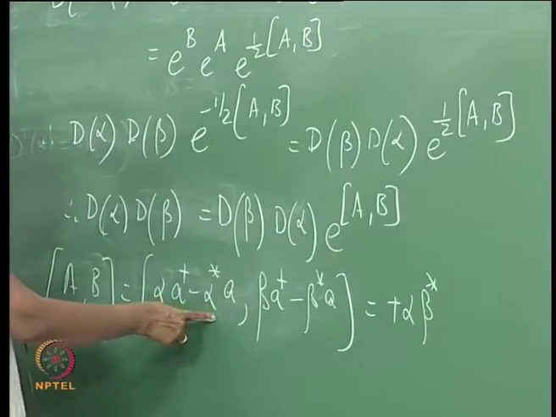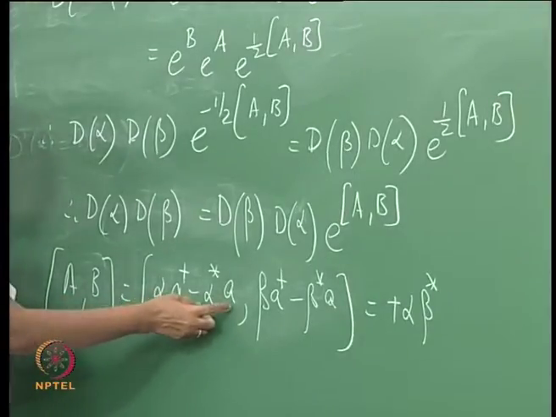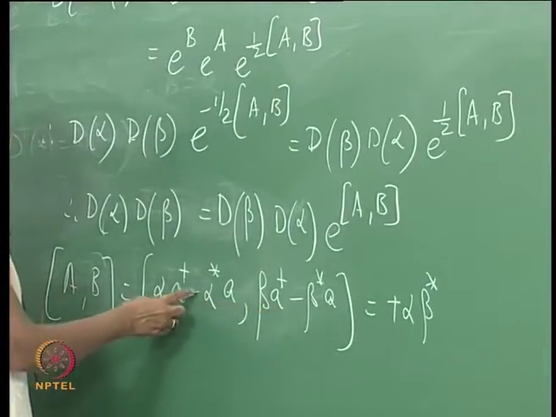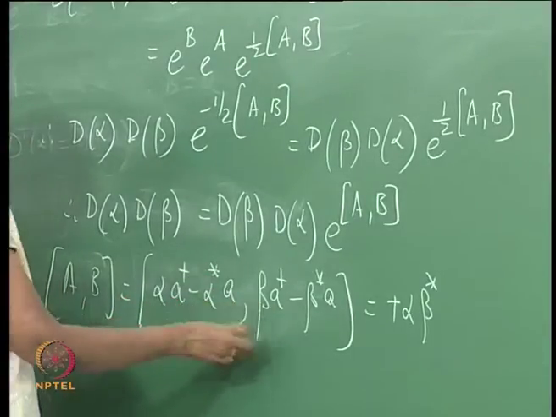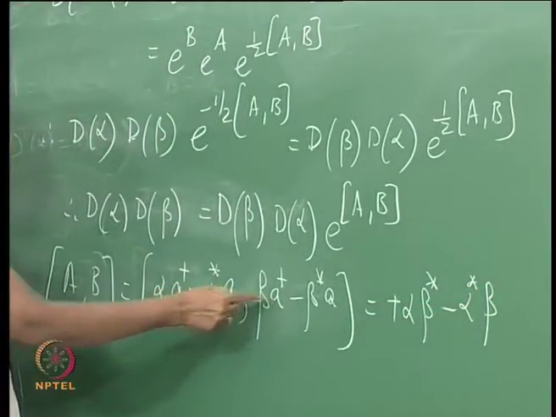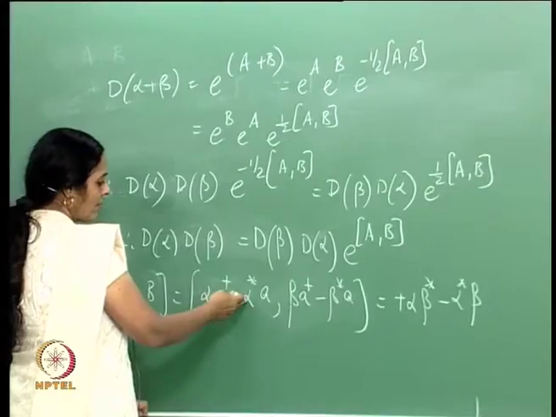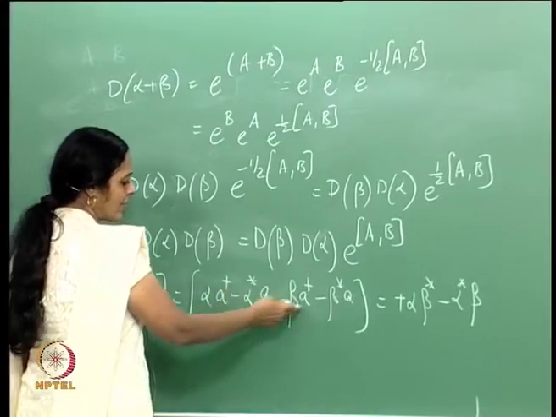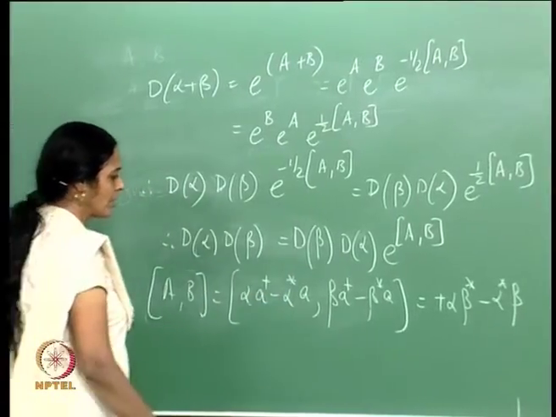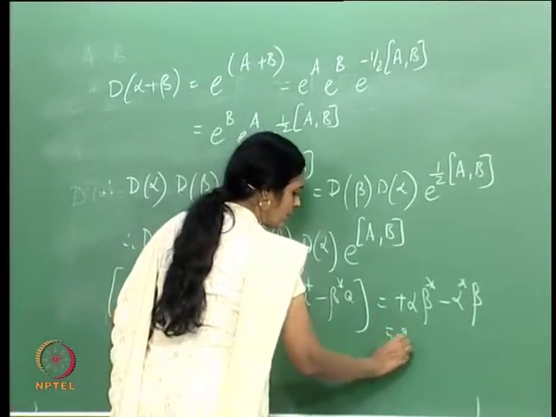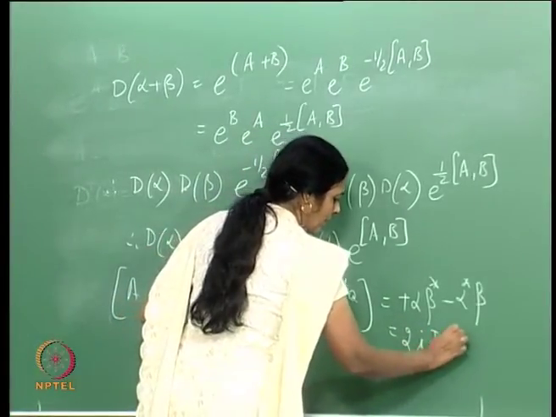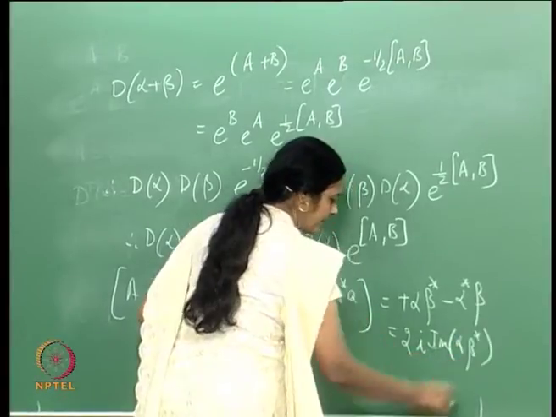Now, look at the second term. Minus alpha star a commutator with beta a dagger gives me minus alpha star beta. The commutator of a with a dagger is 1. However, minus alpha star a commutes with minus beta star a, and therefore, this is the only contribution. But this object is simply 2i times the imaginary part of alpha beta star.